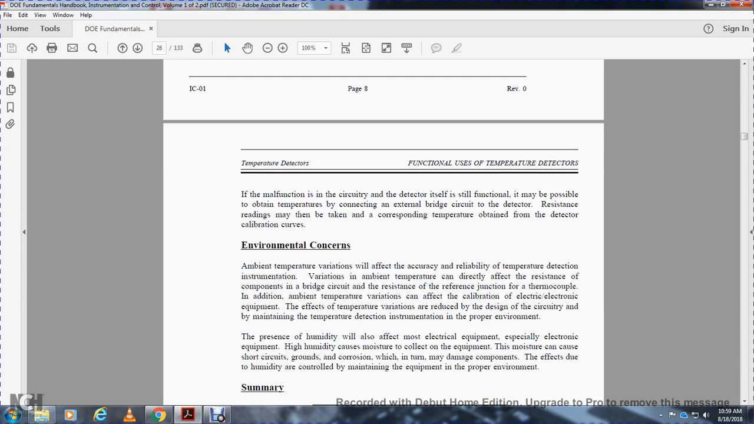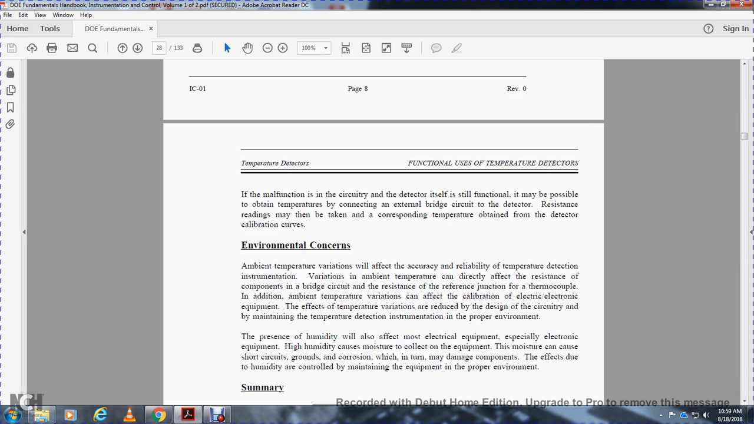Environmental concerns. Ambient temperature variation will affect the accuracy of the temperature detecting instrument. Ambient temperature can directly affect the resistance of the components of the bridge circuit, the resistance of the reference junction and thermocouple. In addition, ambient temperature variation can affect the calibration of electric and electronic equipment. These effects of temperature variation are reduced by maintaining the temperature detection instrument circuitry in the proper environment.